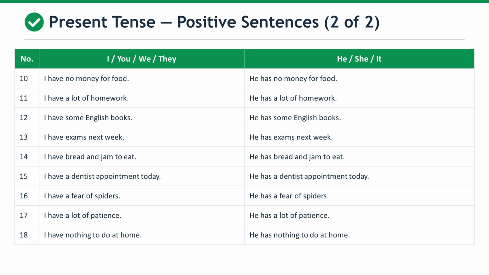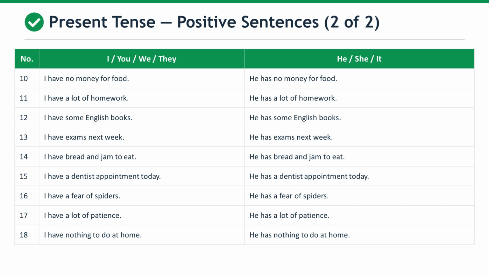Let us continue with more positive sentences. I have no money for food. For he has no money for food. I have a lot of homework. For he has a lot of homework. I have some English books. For he has some English books. I have exams next week. For he has exams next week. I have bread and jam to eat. For he has bread and jam to eat.